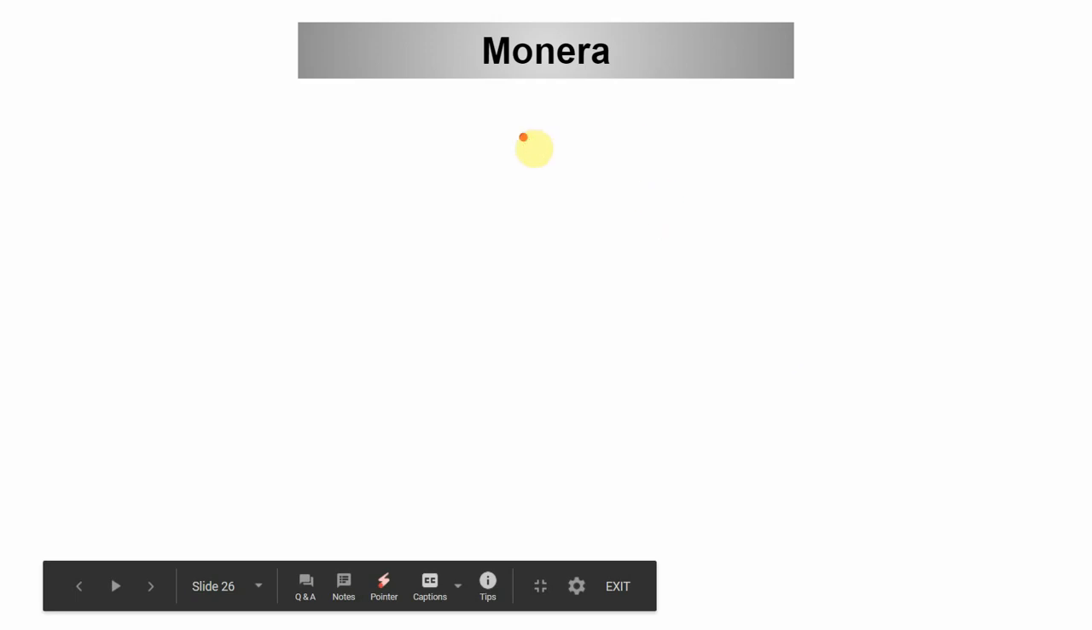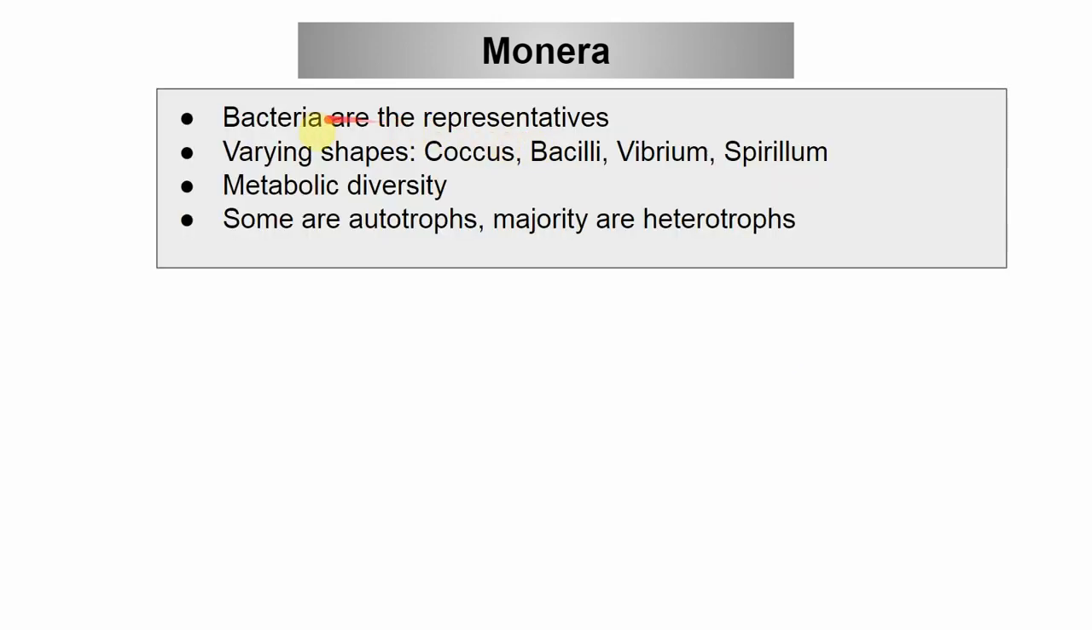The first kingdom is the Monera. The main representatives of Monera are the bacteria. They show very diverse shapes. If it is spherical, we refer to it as coccus. Rod-shaped, we refer to it as bacilli. If it is comma-shaped, then it is called vibrio. And if it is spiral, then it is called spirillum. They also have the highest metabolic diversity. In the mode of nutrition, some of them are autotrophs, but the majority of them are heterotrophs.